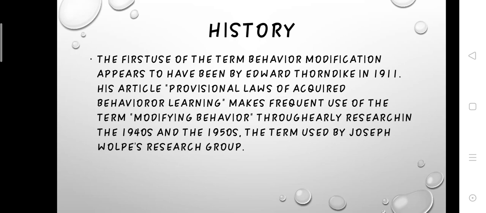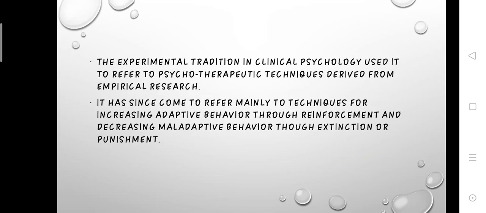So this technique started in 1911 by Edward Thorndike. The experimental tradition in clinical psychology used it to refer to psychotherapeutic techniques derived from empirical research. It has since come to refer mainly to techniques for increasing adaptive behavior through reinforcement and decreasing maladaptive behavior through extinction or punishment.